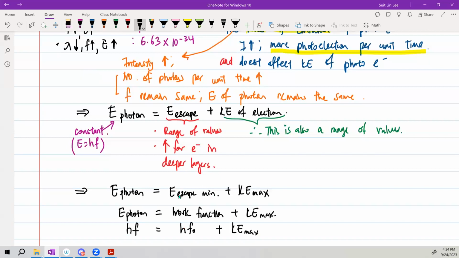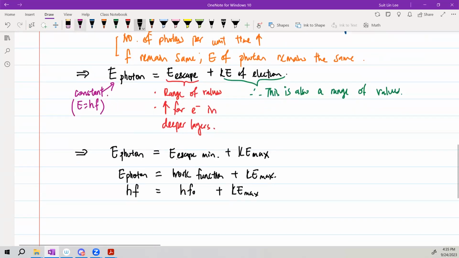No, sometimes they just put E max. They will keep changing the symbol one lah. It shouldn't be the first time you realize this.